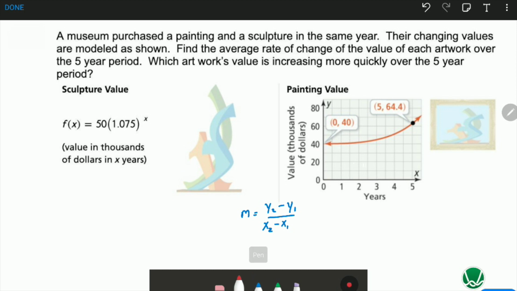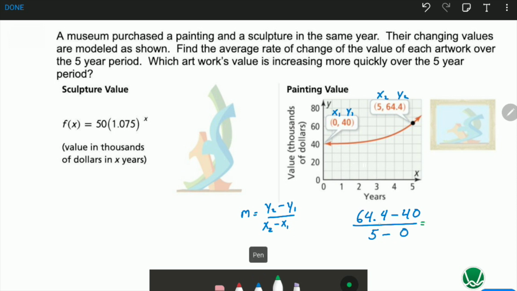So I'm going to start with one from the graph because the graph is usually easiest to do. We have two ordered pairs very nicely given to us. So I'll just call these ones x1 and y1, x2 and y2. So I'll take my second y value, 64.4, minus my first y value of 40, divided by my second x value, minus my first x value.